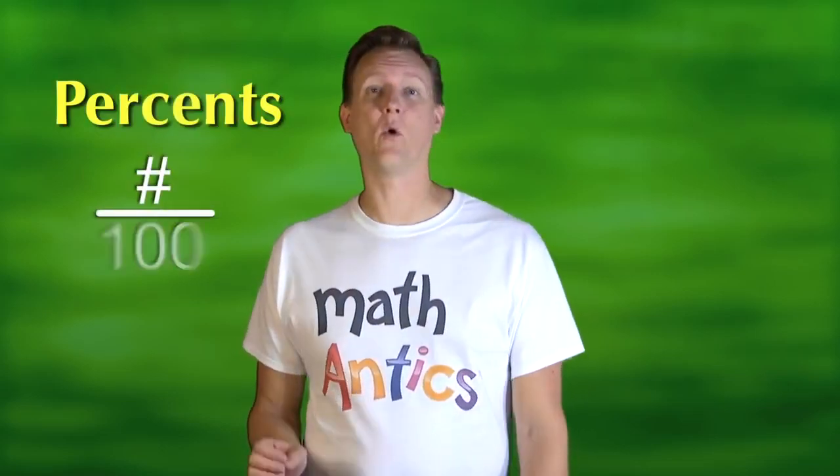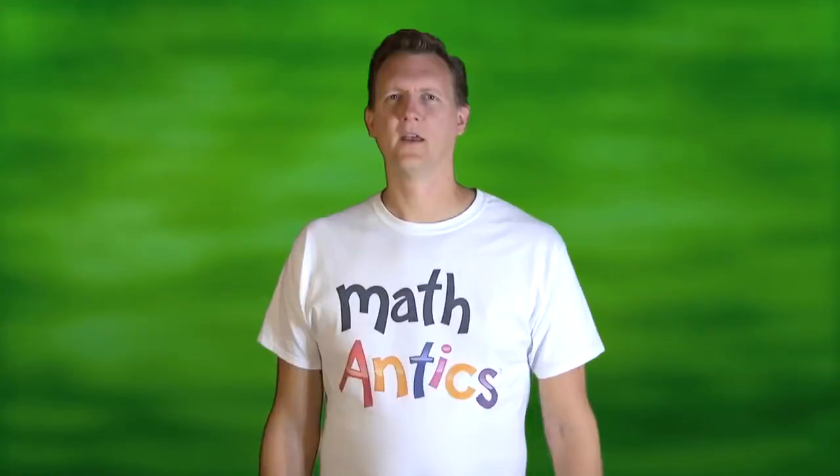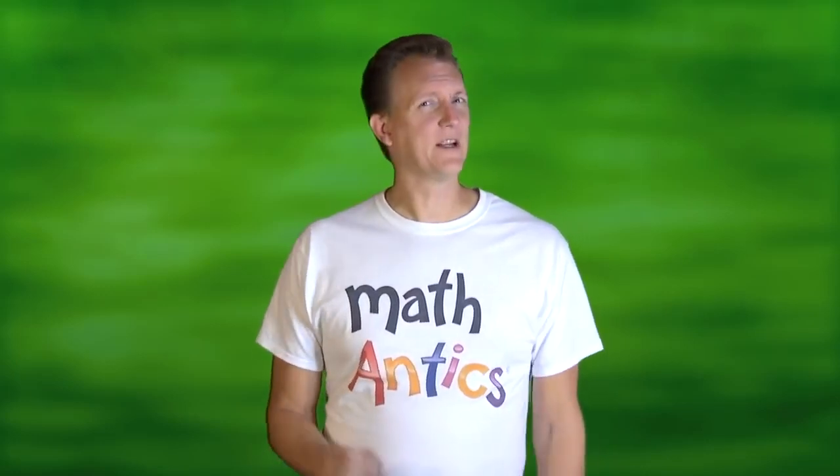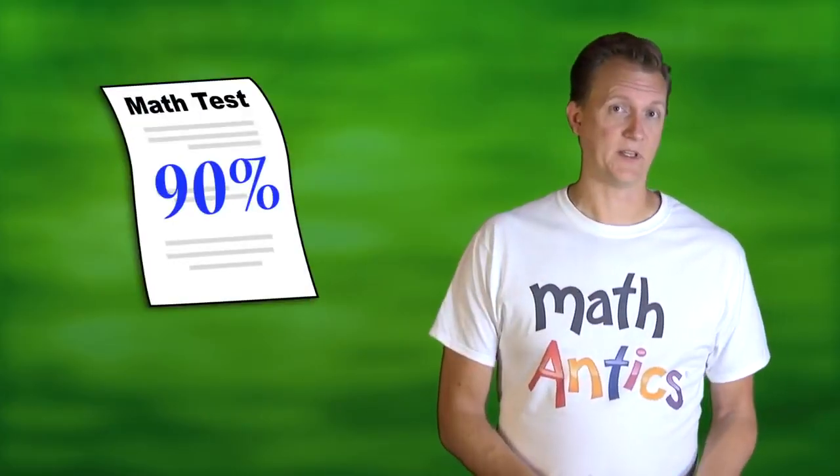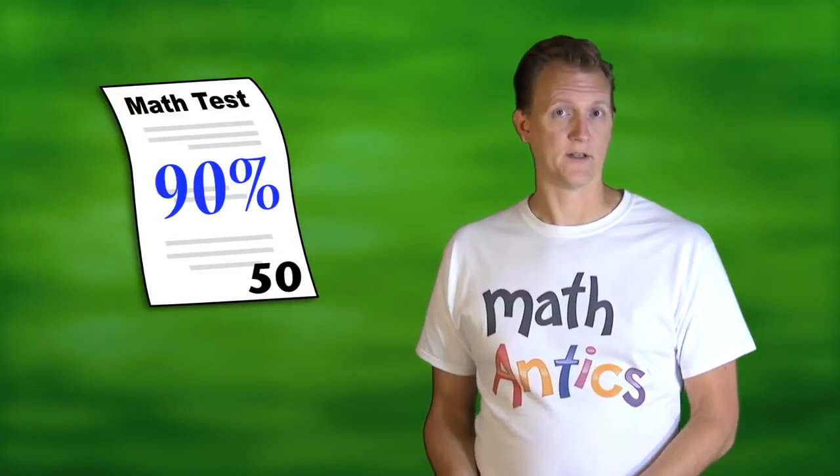In our first video about percents, we learned that a percent is just a special fraction that always has 100 as the bottom number. So that's simple enough, but it brings up a very important question. If a percent always has 100 as the bottom number, then how can we use percents in situations that don't involve 100 things? Like if you scored 90% on a test, but the test only had 50 questions on it.